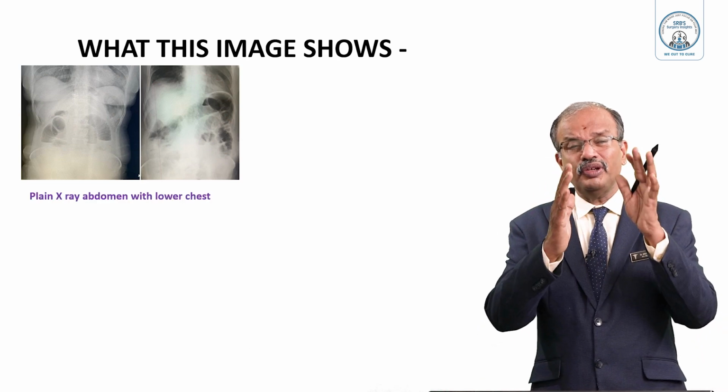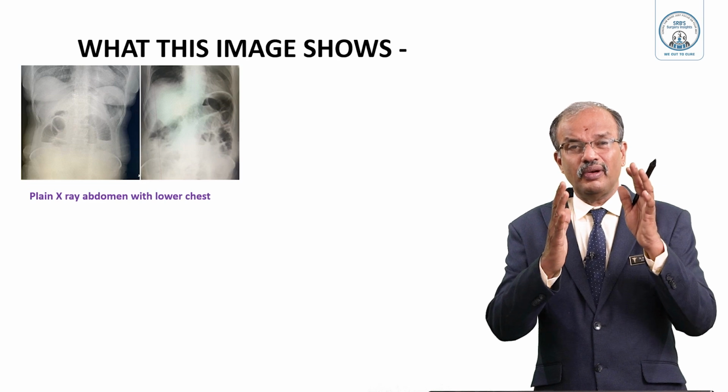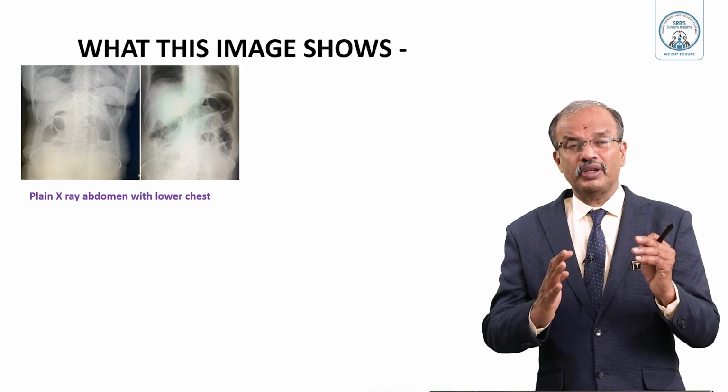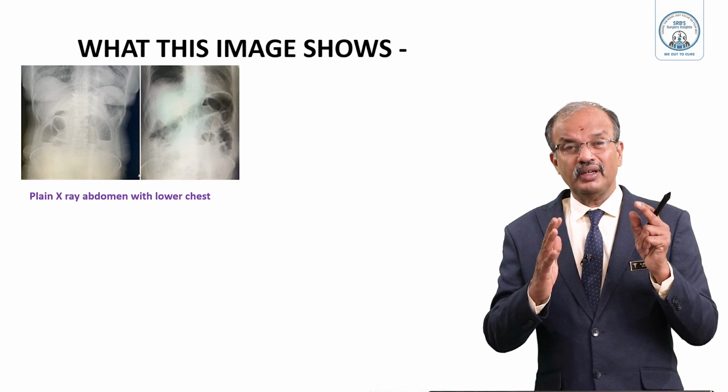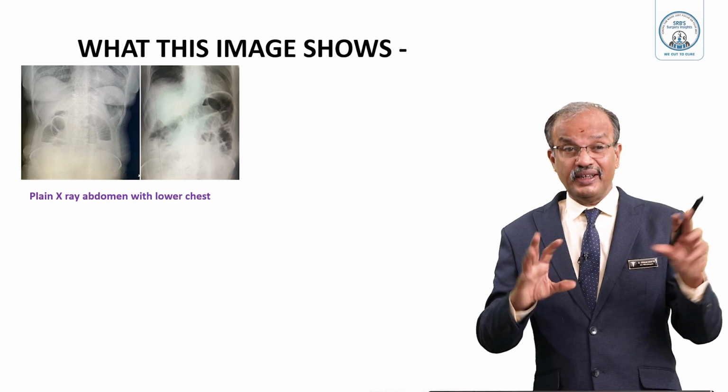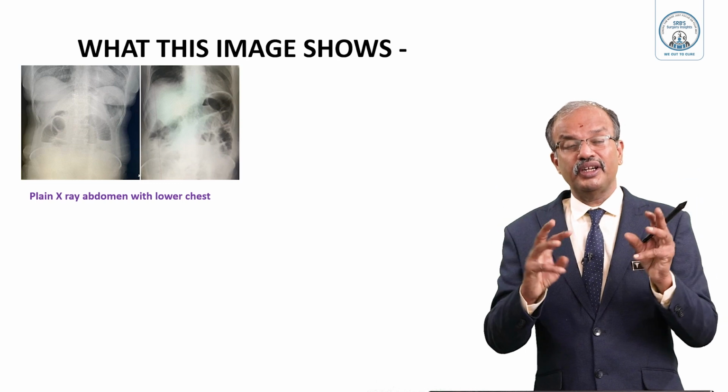Now there is a difference between the KUB X-ray and the plain X-ray abdomen and chest. In plain X-ray abdomen, the diaphragm should be covered and the proximal pelvis. And it is a low penetration X-ray. Technically, if you write like that, the technician understands. It is a low penetration.